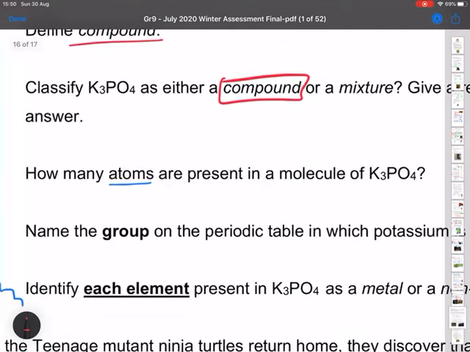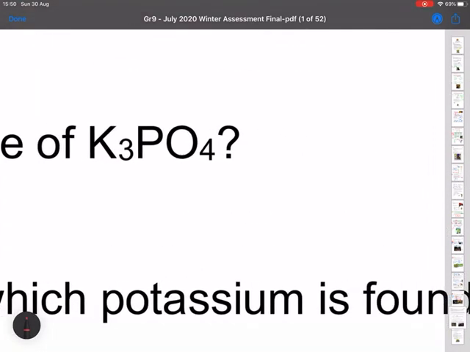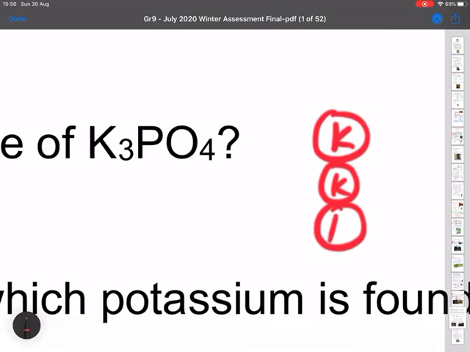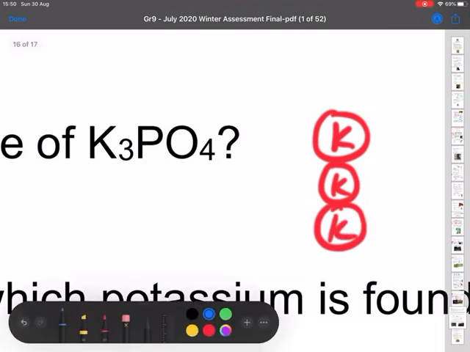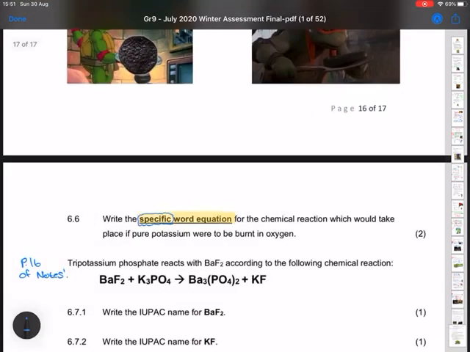How many atoms are present in K3PO4? So if you've got K, you actually need to have 3 of them. K3 and then phosphorus.